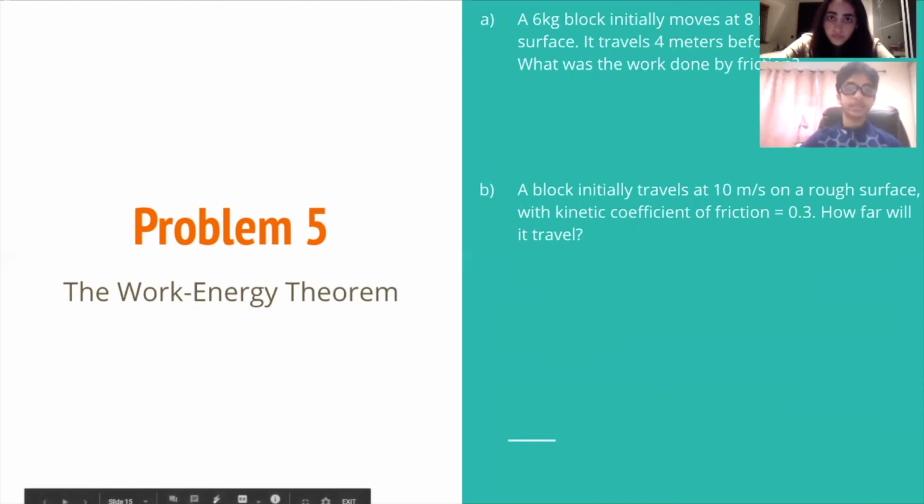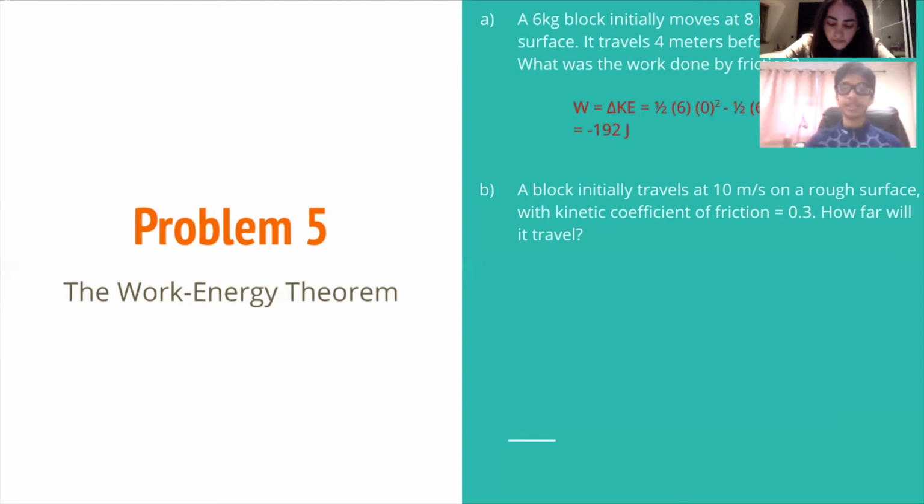And let's continue. Because it's a rough surface, we do know that there's work done by friction. And this work, as we mentioned, is equal to the change in kinetic energy. At the end, its final velocity is 0 meters per second because it comes to rest. At the beginning, it's 8 meters per second. And we know its mass is 6 kilograms. Kinetic energy is 1/2 mv squared. The final is 1/2 times 6 times 0 squared. The initial is 1/2 times 6 times 8 squared. And so the work done by friction is actually negative 192 joules.